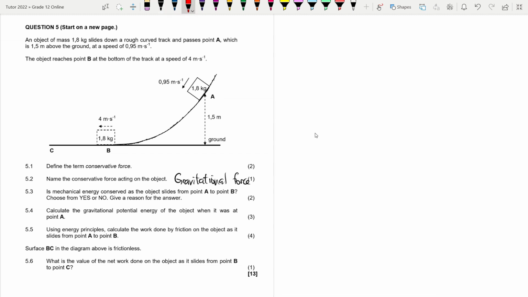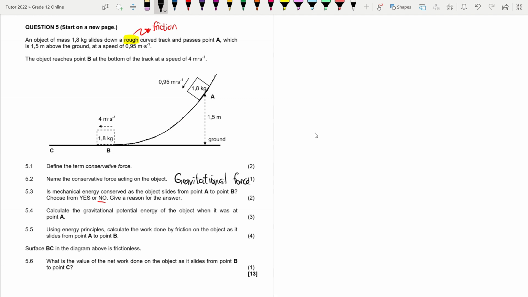The answer is no because they did mention, remember the thing I said about highlighting? They did mention that the path is rough. So that implies to you that there is friction on that. They also indicated it with these jagged lines, I guess, so you can see that the path is rough. Or you can go back to the statement and reread it again. Then you see that there's friction.